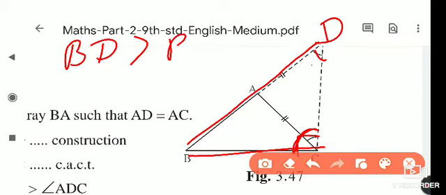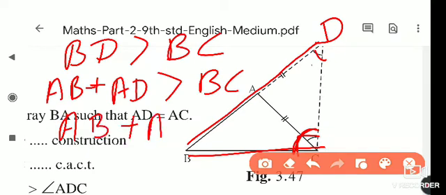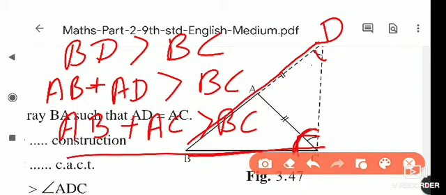BD is greater than BC, and BD means AB plus AD is greater than BC, and AD you have to replace with AC. So here AB plus AC is greater than BC, and that is our proof: the sum of two sides of a triangle is greater than the third side. In that way we can prove that.